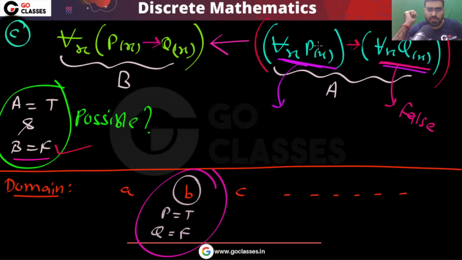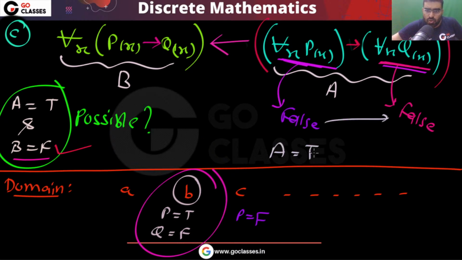Of course I can make it false. All I have to do is, for this element, make P false. So yes, this false is also possible. And false implies false, so you can see this A is true. So is this possible? The answer is yes, this is possible. Because this is possible, I can say this option C is invalid.